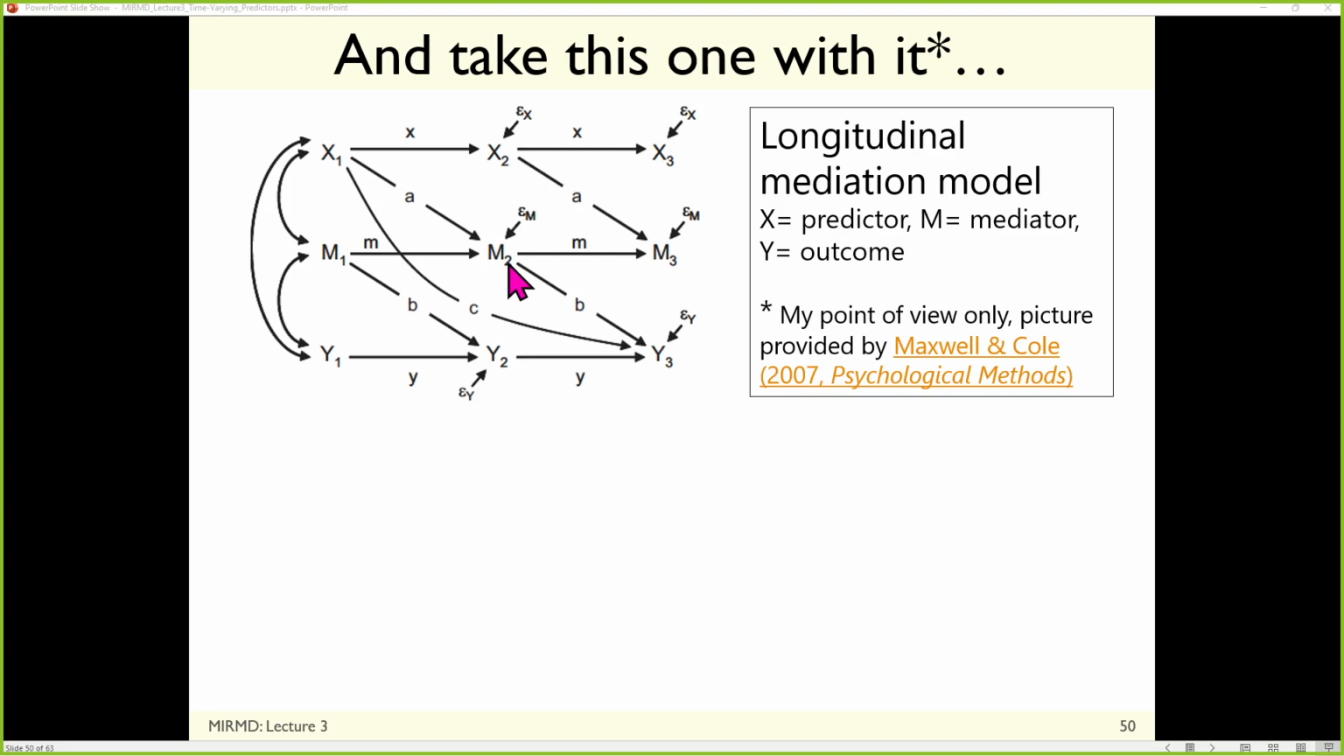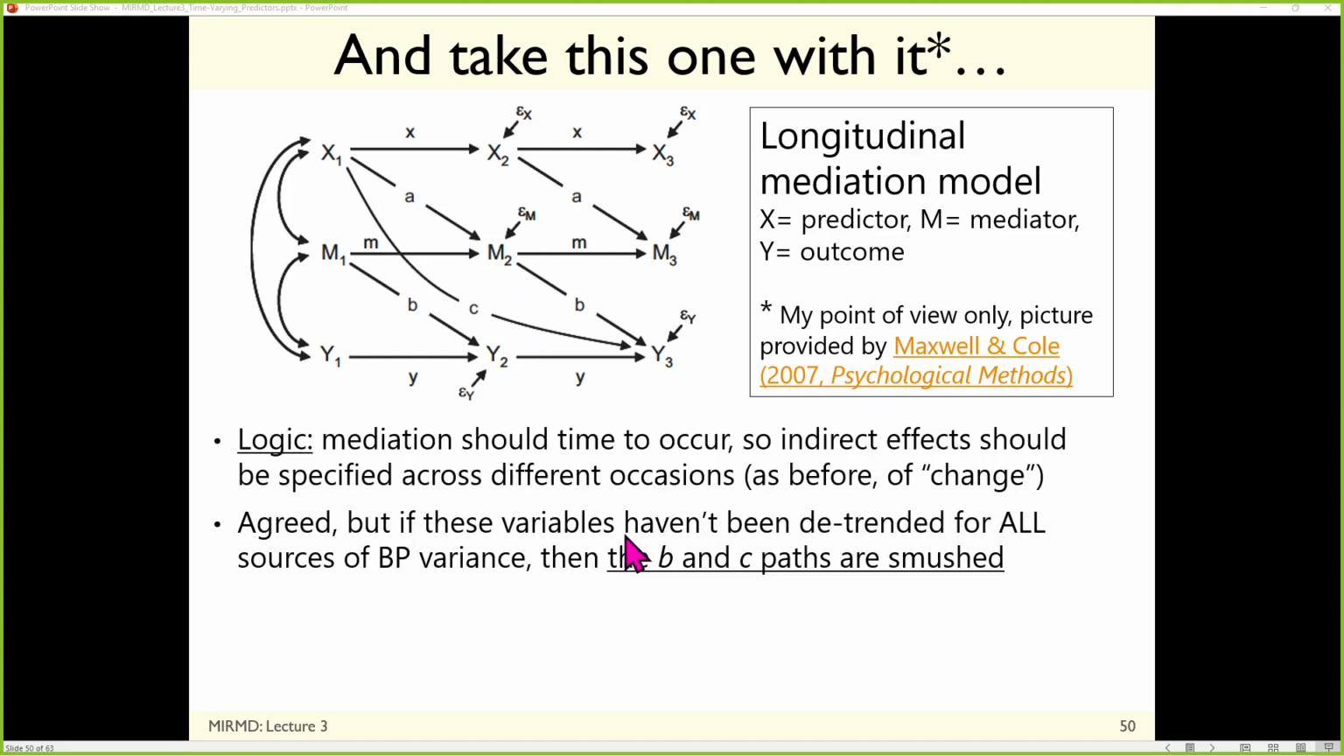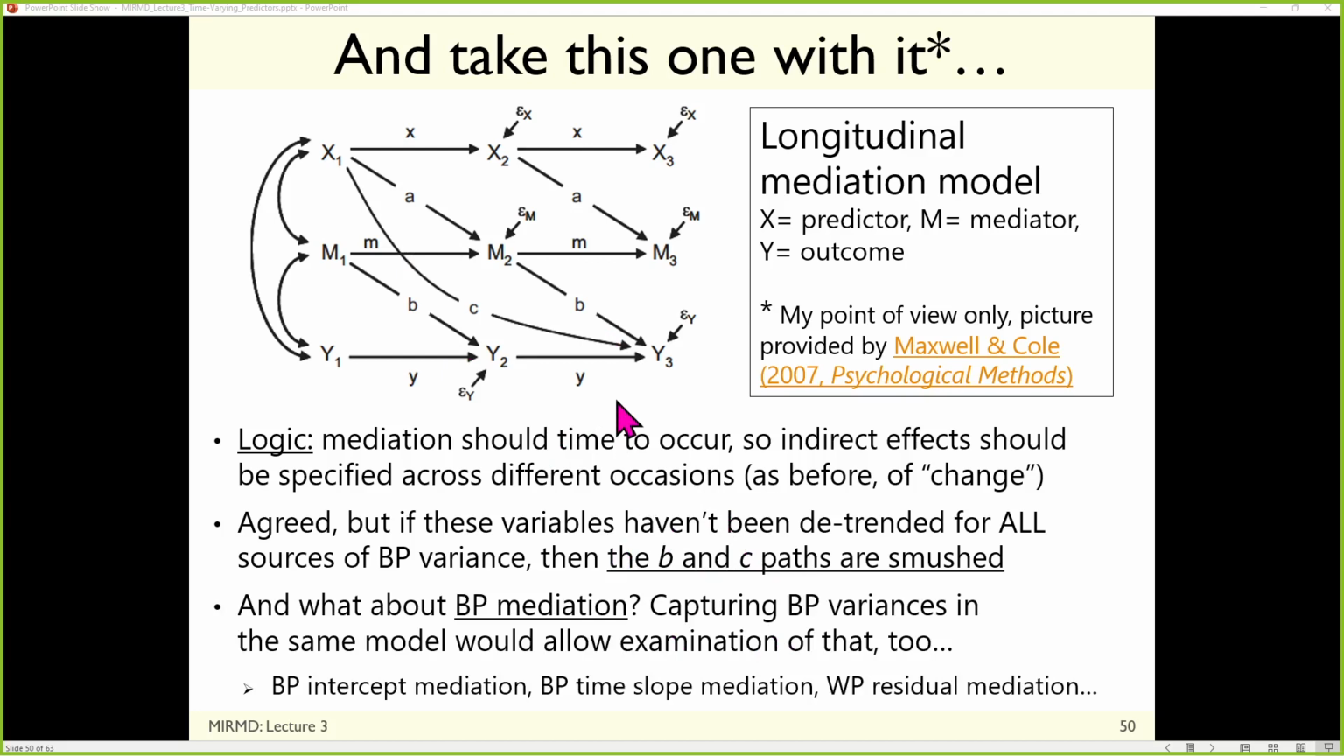And where folks get into trouble, it's like, well, but I have to have time 1 predict time 2 or it's not longitudinal. Well, okay, but the only way that time 1 can predict time 2 is the part that changed. And so that needs to be taken out and isolated as a residual. So the B and C paths for the mediation are going to be smushed. And also, this is incomplete. Can you have mediation at level 2? Could your intercept on X predict your intercept on M, and that predicts your intercept on Y? Sure. Could your time slope on X predict your time slope on M, predict your time slope on Y? Sure. None of that's in here. So it's incomplete.